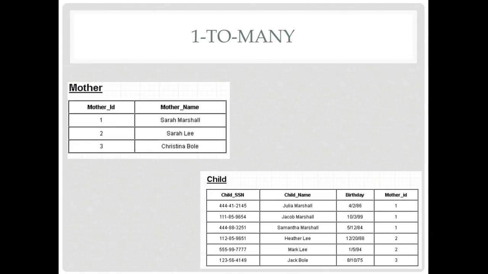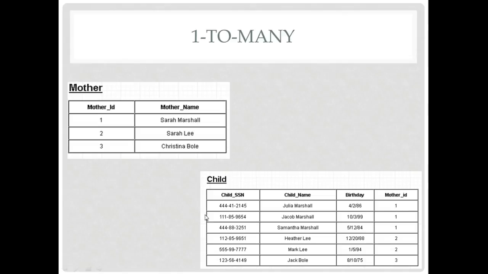Now, imagine that we have these two tables now. We have the mother table here, and then we have the child table that you can see down here at the bottom. Now, in this mother table, we have two columns. We have a mother ID and we have a mother's name. And in this child table, we have four columns. We have a child's social security number, the child's name, birthday, which is pretty much when the child was born, and the mother ID.